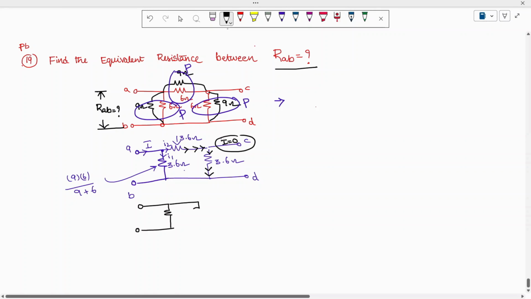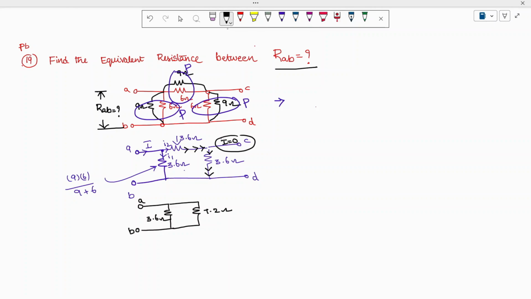Here you are going to have a single resistor between the nodes. The nodes are A as well as B, and this is only a single resistor. That's why 3.6 ohm. These two are connected in series, 3.6 and 3.6. If we add them, then you are going to get 7.2 ohms. Okay, so these are the two resistors which are connected in parallel.